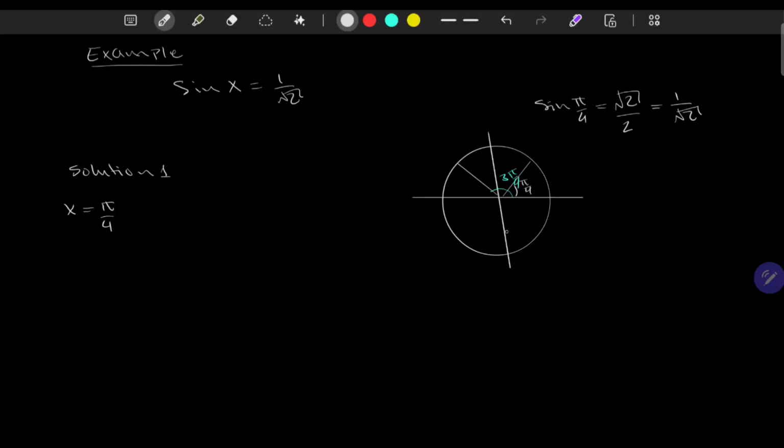However many turns we take, if we go a complete turn from pi over 4, we would come back to the same point. So a solution is pi over 4 plus 2 pi times n, which is the amount of complete turns we have taken. So we have an infinite amount of solutions. Solution 2 is for the second angle, 3 pi over 4. So x could be 3 pi over 4 plus 2 pi times the number of complete turns we have taken. These two are the infinite solutions to this equation.